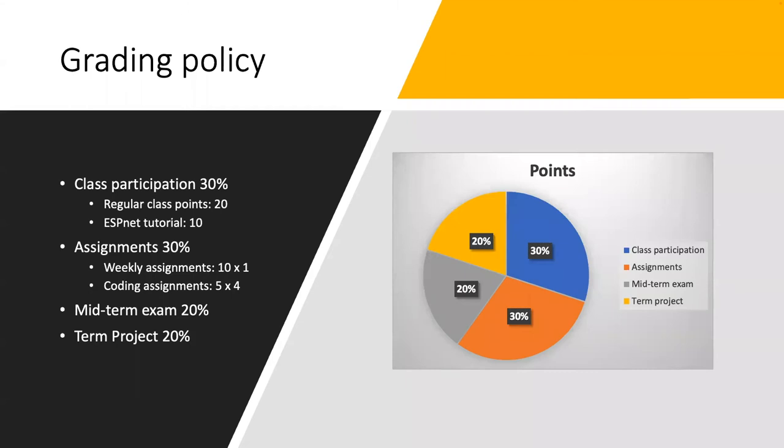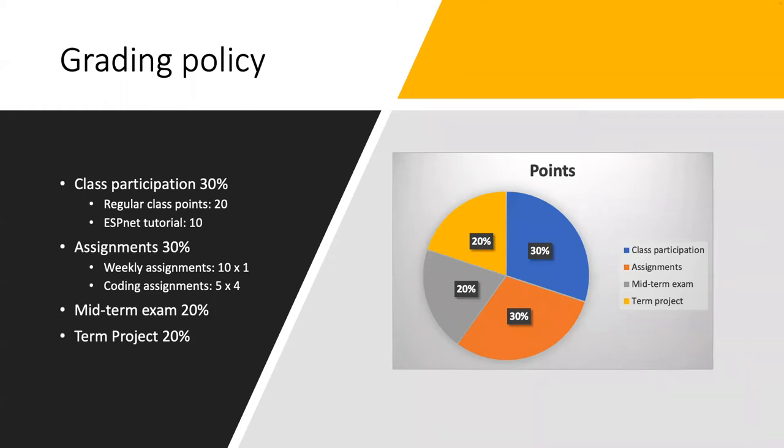So we have four grading categories. One is class participation, which is quite a large portion, 30%. The second is assignments, which is also a big portion, 30%. And we have a midterm exam, 20%, and the term project, 20%. I will explain each of the items in a bit more detail later.